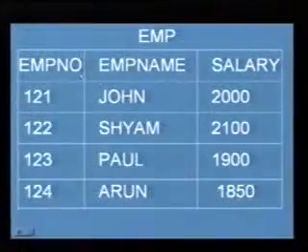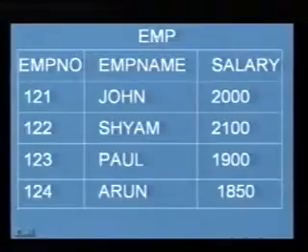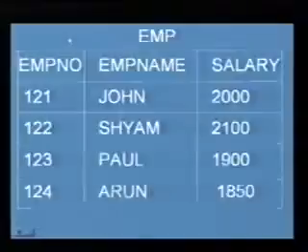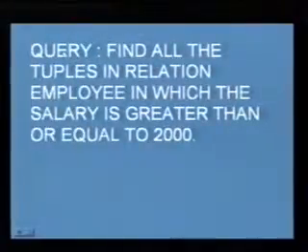Let us now consider that we have a relation named EMP which contains the information about the employees of an organization. Let this information be their employee number, employee name, and salary. Let there be four tuples with this information as depicted here. Then, if we are given a query to find all the tuples in this relation in which the salary is greater than or equal to 2000, then we can use the select operation in the following manner.